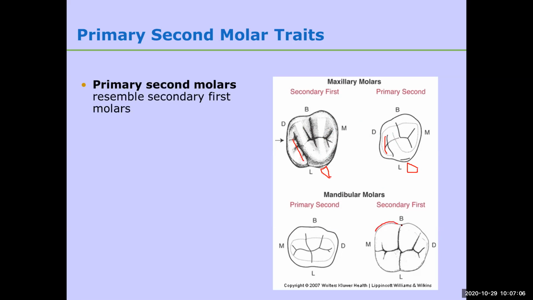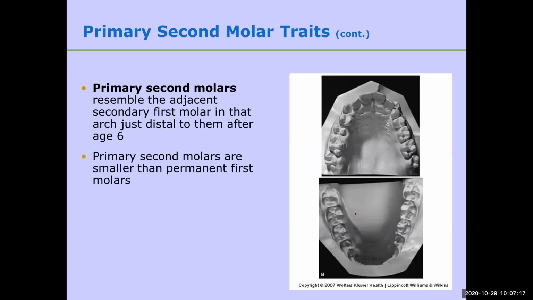This is the permanent 1, 2, 3. And the primary second molar, 1, 2, 3. So the primary second mimics the permanent first. Primary second molars resemble the adjacent permanent first molar in that arch, distal to them after the age of 6. The primary second molars are smaller than the permanent first molars.